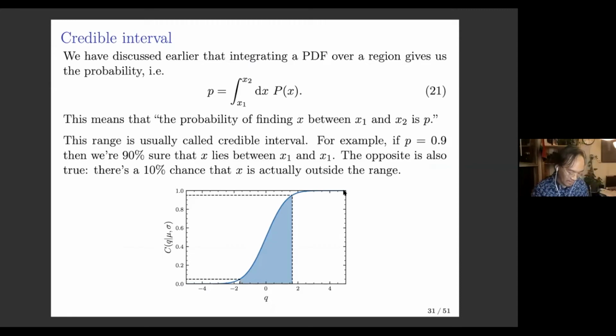Right, and then another term here is what we call the credible interval. This is basically the probability of getting values in the range x1 to x2. If you write this down, you can say that this is the probability of finding x lying between x1 and x2. Usually we use this for what we call the confidence interval, or credible interval. If you set p to 90% and then calculate this range x1 and x2, then you can say, I'm 90% sure that x will be between x1 and x2. But be careful: the opposite is also true. There's a 10% chance that x is actually outside the range.